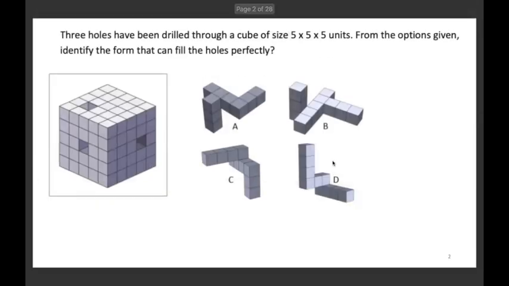So this is the first question for the day. Three holes have been drilled through a cube of 5 by 5 by 5 units. From the options given, identify the form that can fill the holes perfectly. So you have to identify which of these forms will fill the holes perfectly in the cube.